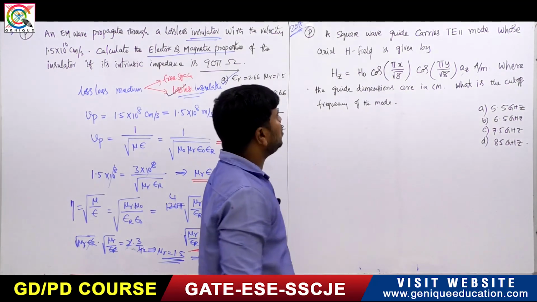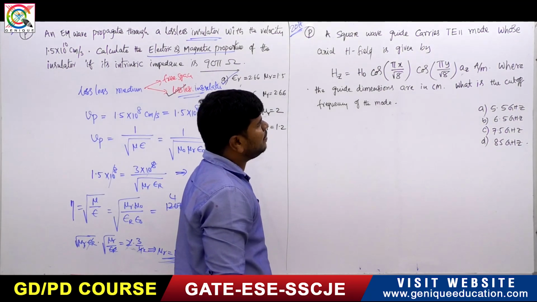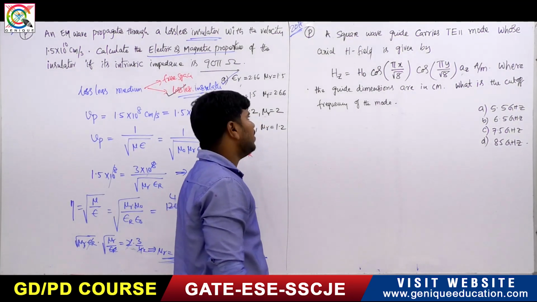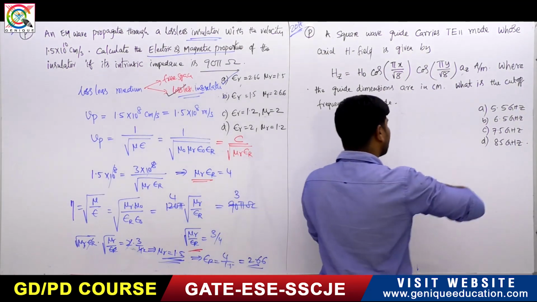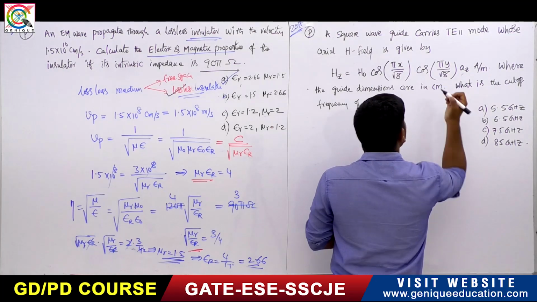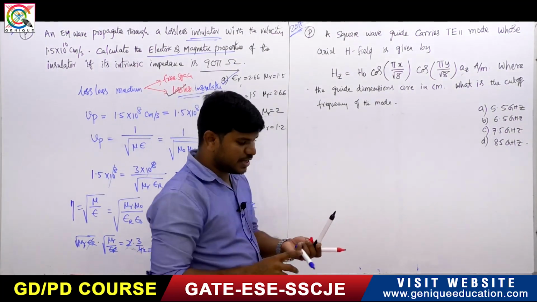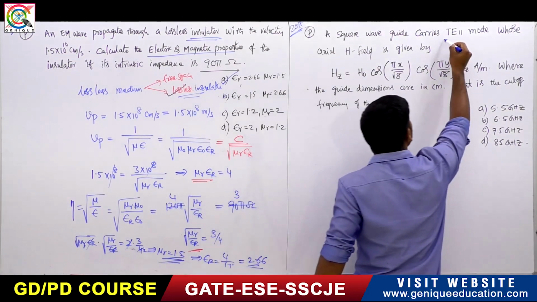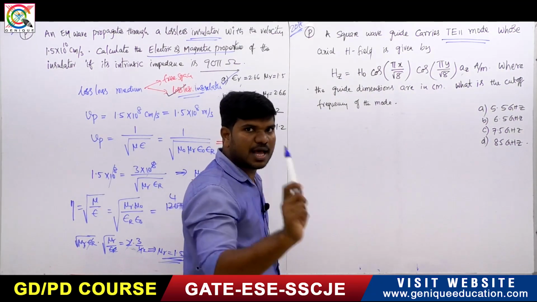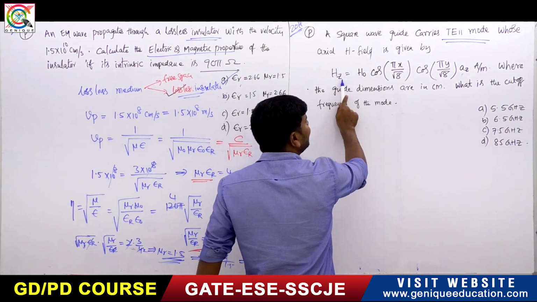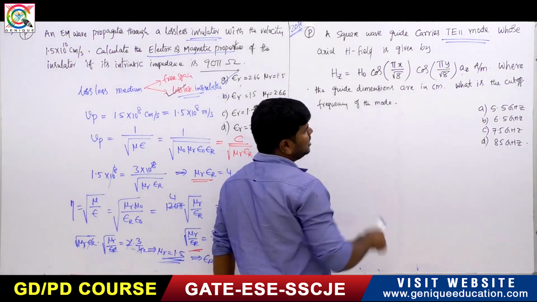Hz is equal to H naught cos pi x divided by root 8 cos pi y divided by root 8 az ampere per meter, where the guide dimensions are in centimeters. Okay, the guide dimensions are in centimeters. Now what is the cutoff frequency of the mode? So we have to find the cutoff frequency of this mode. Which mode? TE11 mode. It is definitely TE11 mode because the magnetic field is in the Hz direction, the Z direction, the magnetic field in the propagation direction, right?